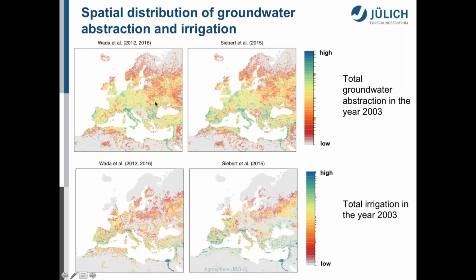Okay, so spatially also, it's very nice to see that these data sets agree very well. And this is the case also for groundwater abstraction here in the top panel and total irrigation of 2003. And I feel that this really lends some nice confidence in these data sets, so that they have some consistency spatially. This is very important for us in this case too.